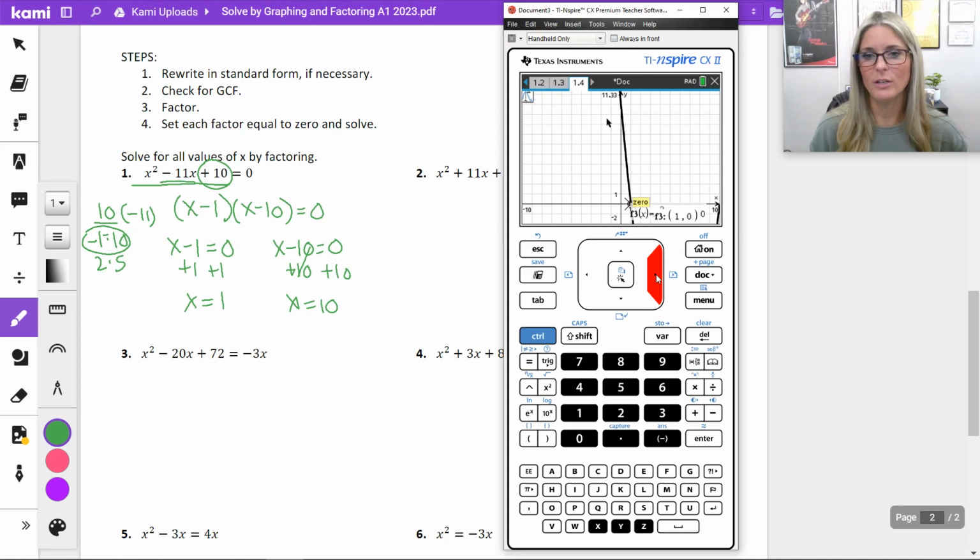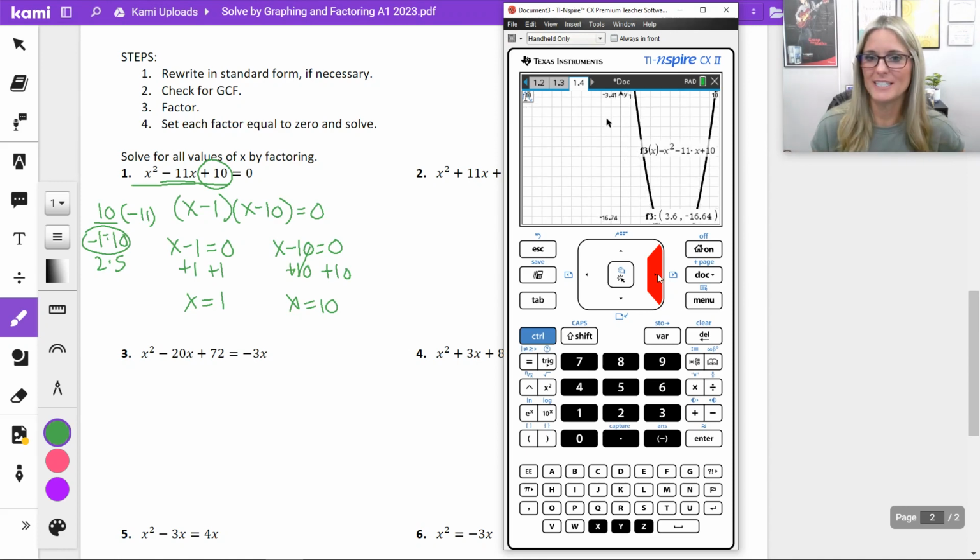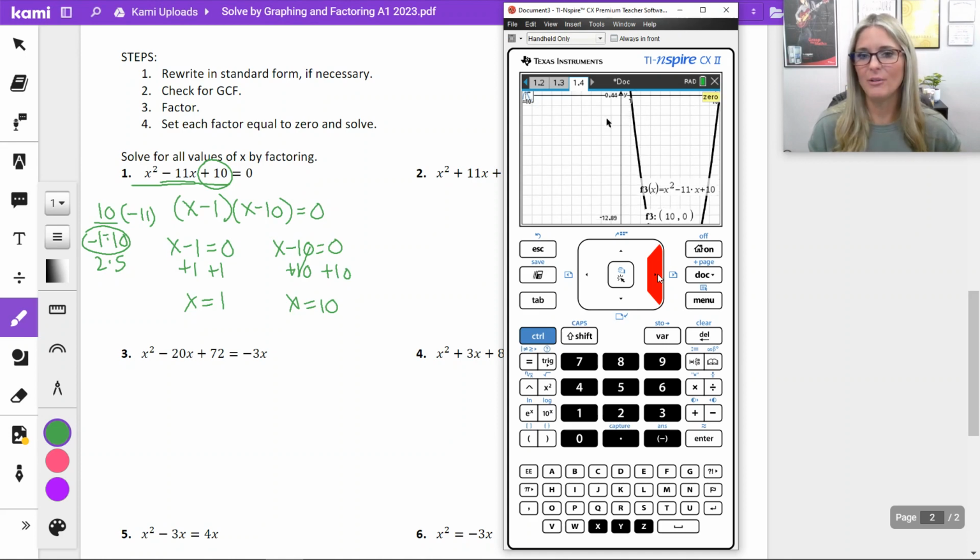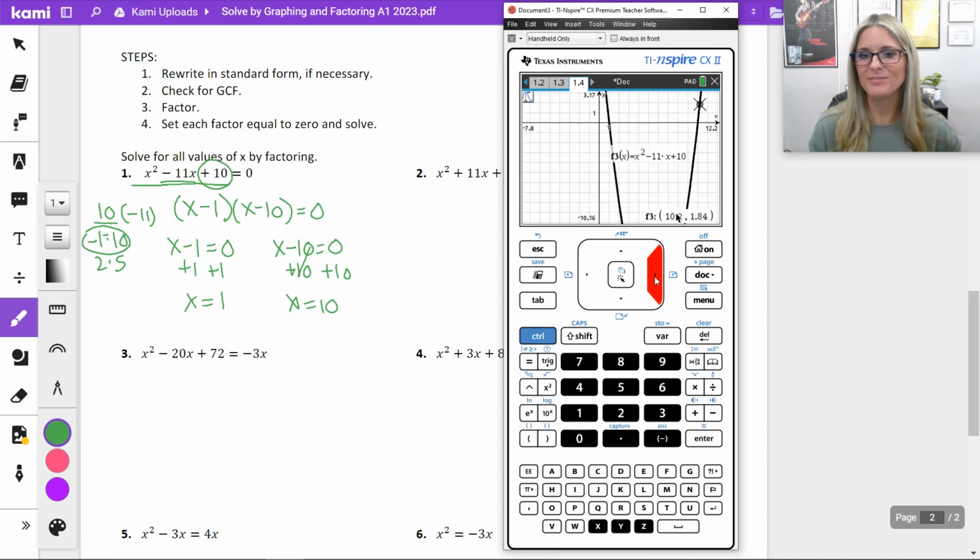As I move over to the first zero, you can see it's labeled as 1, 0. What was one of our solutions? 1. Let me arrow over. It's going to hit our minimum or our vertex there and slide back up. The other zero or root, labeled down here at the right, is 10, 0. And what was our other solution? 10. So we have 2 different methods here.